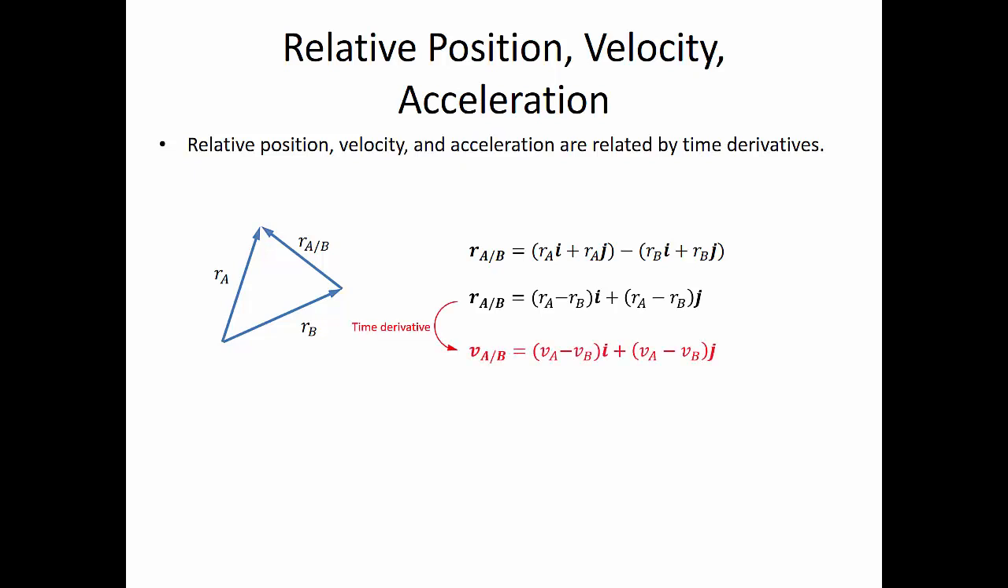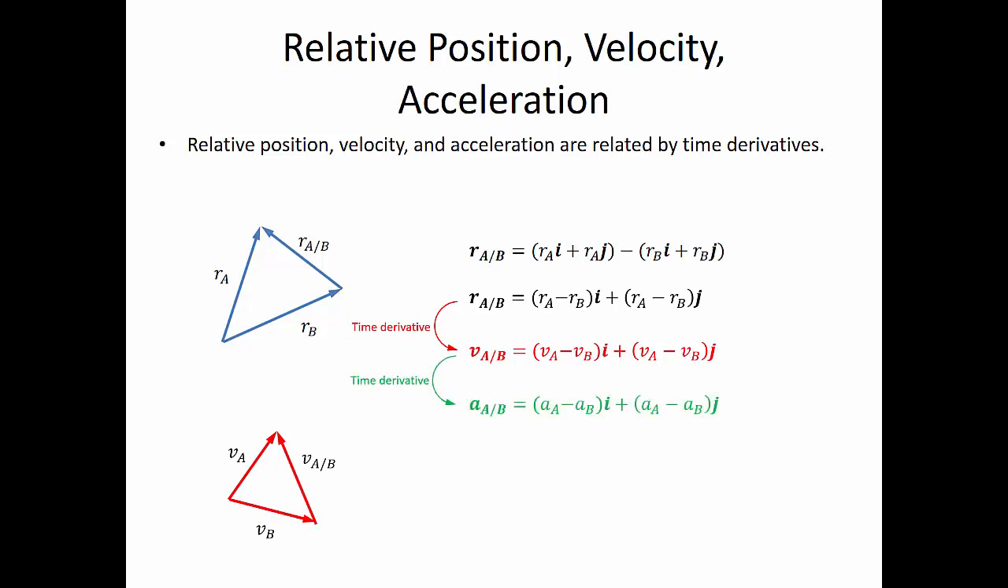If we take the time derivative of that, then we get that the velocity of A with respect to B is equal to the velocity of A minus the velocity of B in the i direction, plus the velocity of A minus the velocity of B in the j direction. And we can represent that graphically as well.